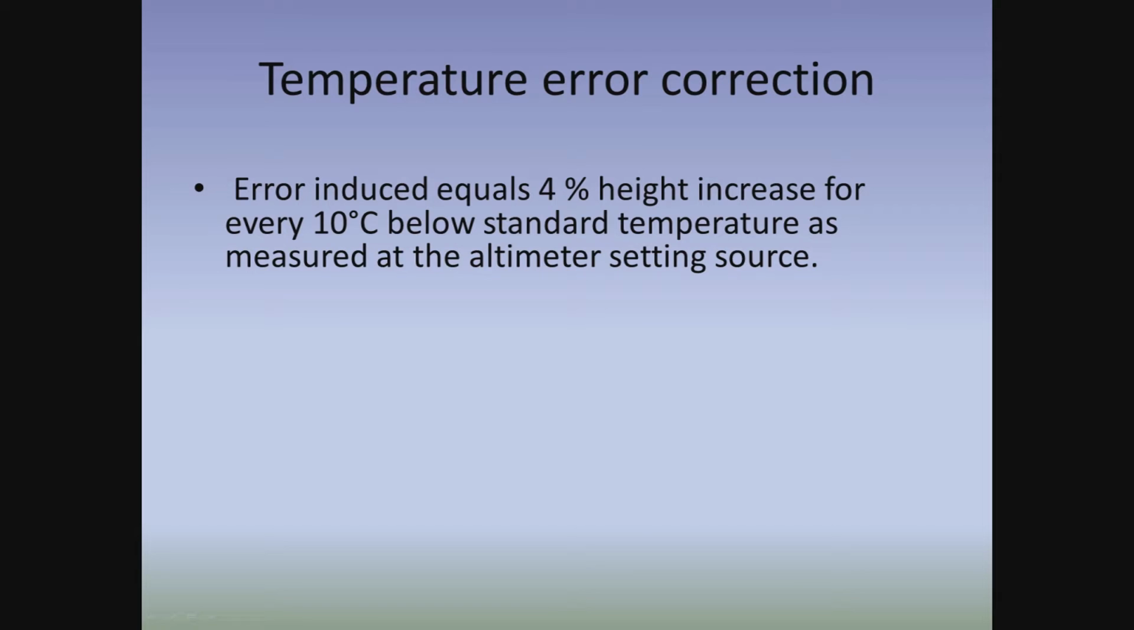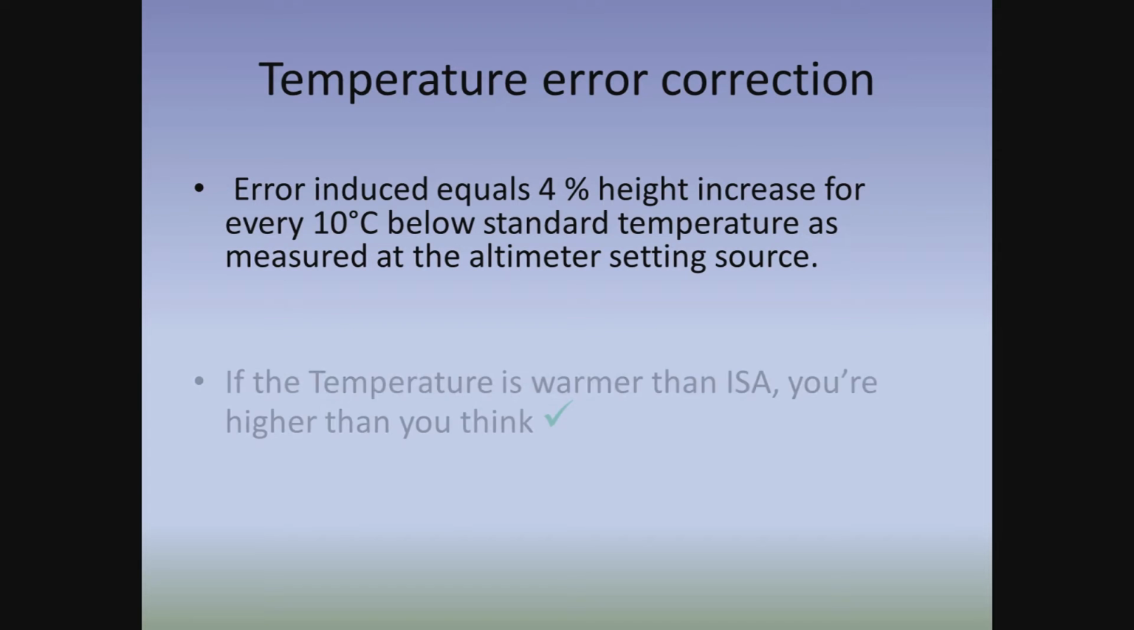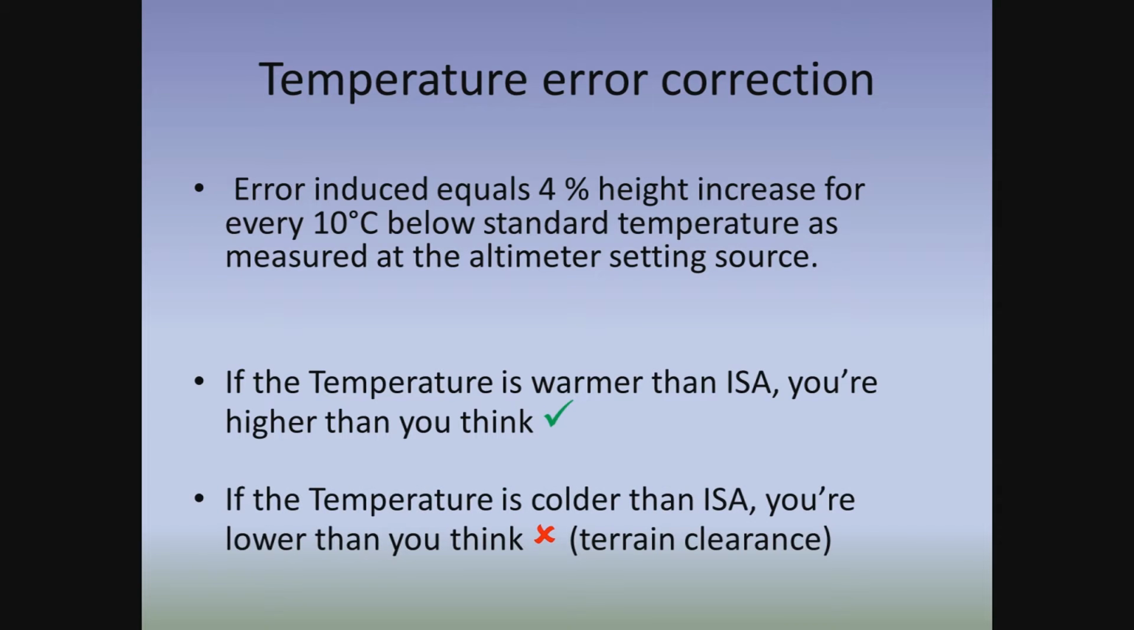Now that's obviously very beneficial, because if the temperature is higher, your indicated altitude is lower than you think, that means that your true altitude will always be higher than indicated, which is a good safety margin for terrain clearance. So just to clear up, if the temperature is warmer than the standard, then we are higher than we think, which is good. However, if the temperature is colder than the standard atmosphere, then we are lower than we think, and this is a big problem for terrain clearance.